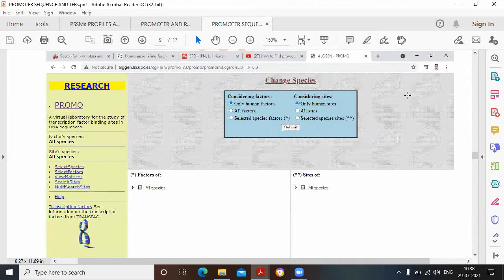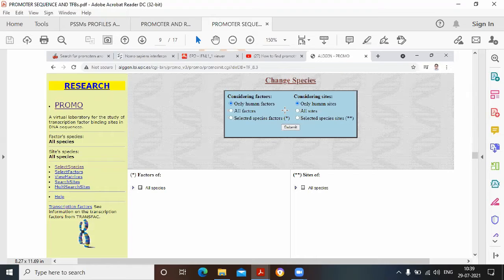You are going to get this page as you have clicked on select species. Got it? Now, as my sequence is the Homo sapiens sequence, here I need to click on this option. So first option, considering factors, so only the human factors I am clicking. Considering the sites, so only the human sites I am clicking. Got it? Because my sequence is the human sequence. And if you are having doubt about the sequence, you go for all factors and all sites. As I am definite and confirmed this is the human sequence, I am selecting only the human factors and the human sites.